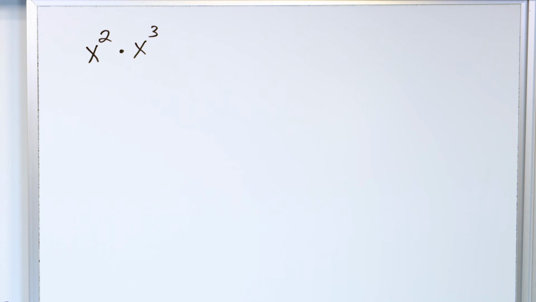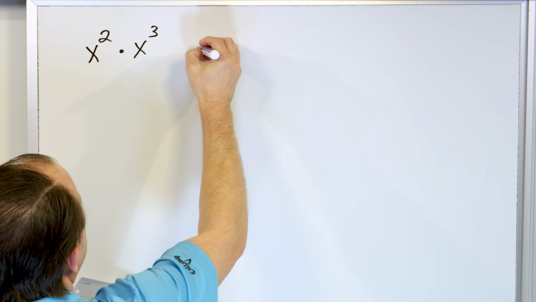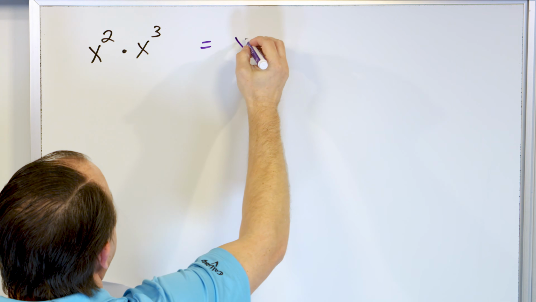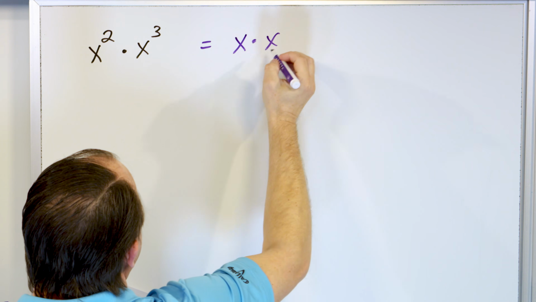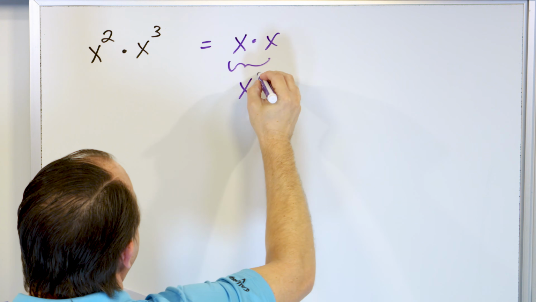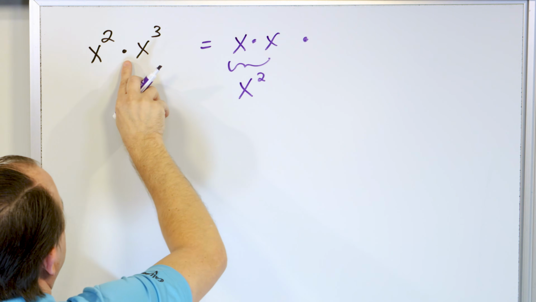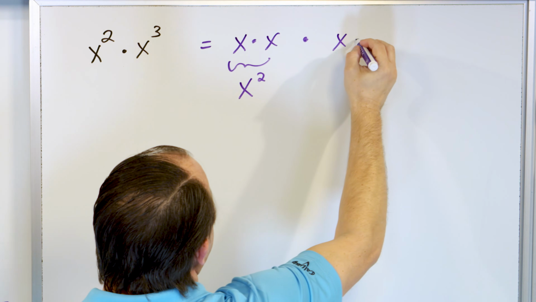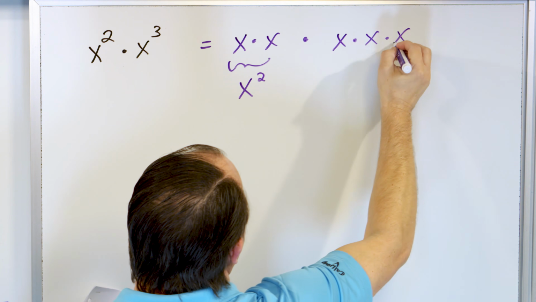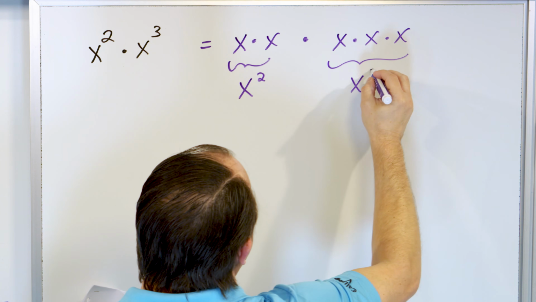This is the same as we had the same bases of 3 here, and the same bases of 5 here. They had to match. Here, the bases match as well. So what this is going to look like if you blow it out, this one is going to be x times x. So this we called x squared. But we're multiplying this whole thing times x cubed, which is x times x times x. And so this one is x cubed.